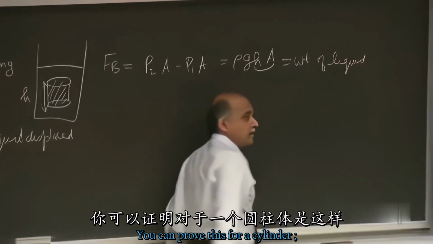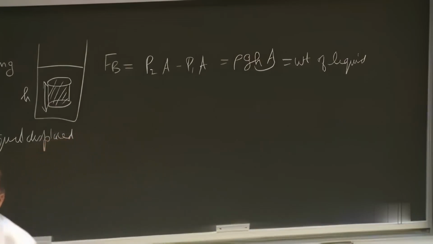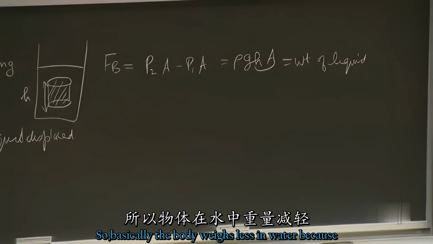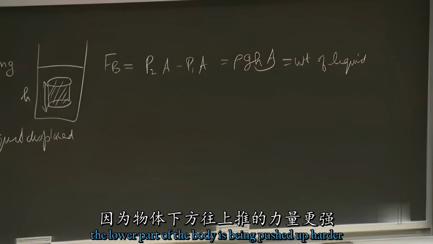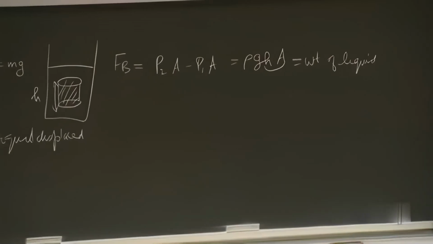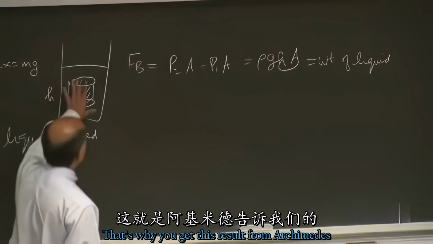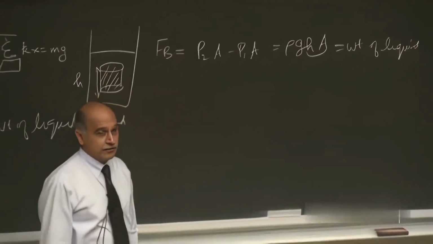You can prove this for a cylinder. You can prove this for oddball shapes by thinking a little harder. But this is good enough. So basically, the body weighs less in water because the lower part of the body is being pushed up harder than the upper part of the body is being pushed down, because the pressure increases with depth. That's it. That's why you get this result from Archimedes.